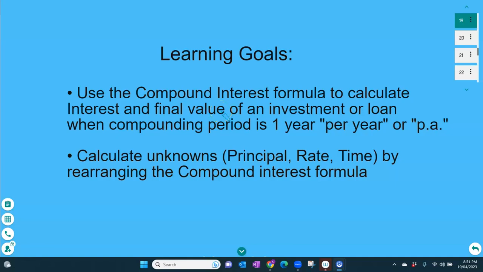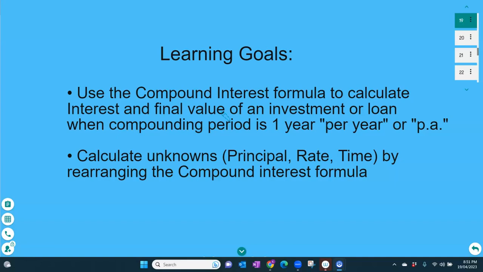Okay, welcome back to my series on financial maths. This is the third video of 5 or 6 videos. Last video we looked at simple interest, word problems. Now we're going to be looking at compound interest when the compounding period is 1 year.